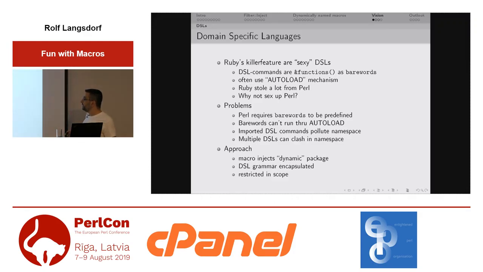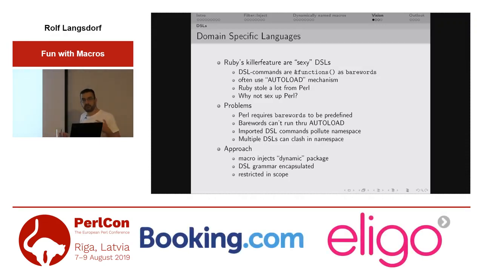Actually, Perl requires bare words to be predefined. You can't have a bare word before the compiler has seen a sub for that bare word. Otherwise, under strict, it doesn't work. Bare words can run through autoload. So we have more problems, and the Ruby guys are also struggling with them. When you import a DSL, if you import a bunch of commands into your namespace, you're polluting your namespace. You want to use this DSL only in a small part, but you don't want it to pollute all your file. And multiple DSLs can clash in the namespace. What if you have two domain-specific languages which use the same command?